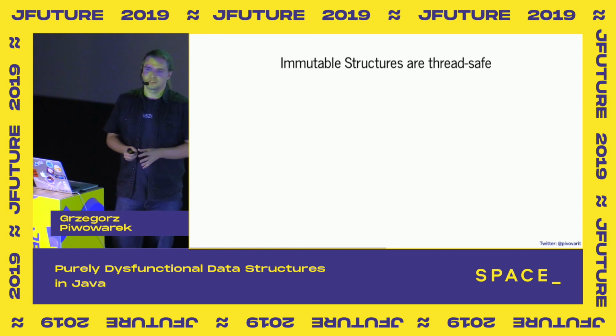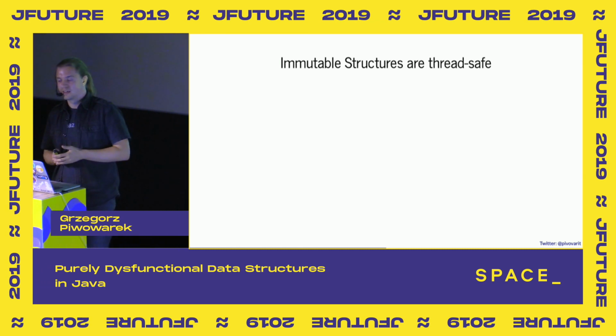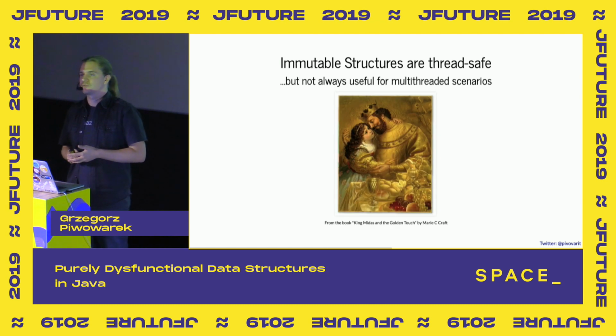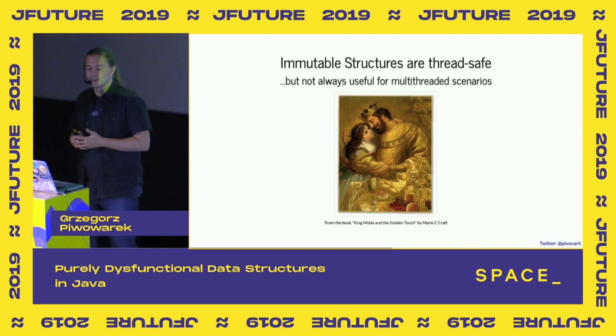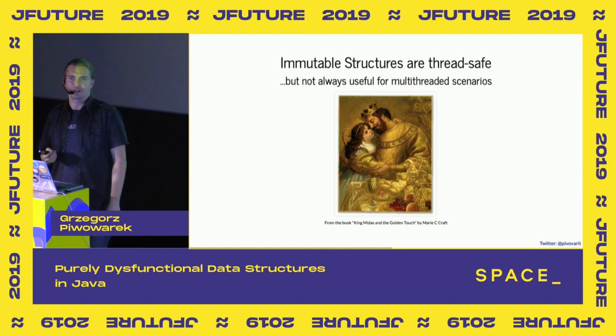Because immutable data structures are great for thread safety. Of course, naturally, it's a great thing. But they are not always useful for multi-threaded scenarios. If you remember the story about King Midas and the Golden Touch, he was really after this superpower of being able to turn everything into gold.